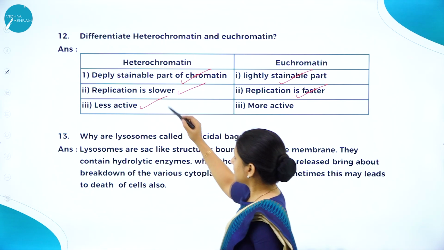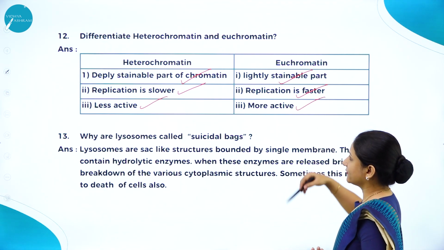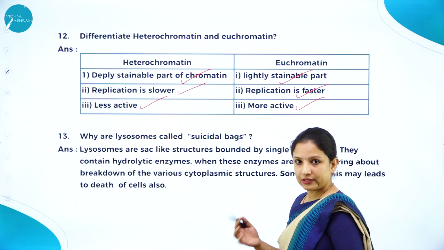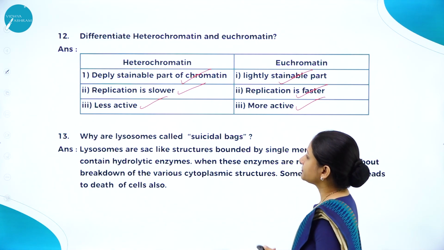Heterochromatin is less active. Euchromatin is more active. Because it is for 2 marks, any 2 points, if you write on either side, is also enough.